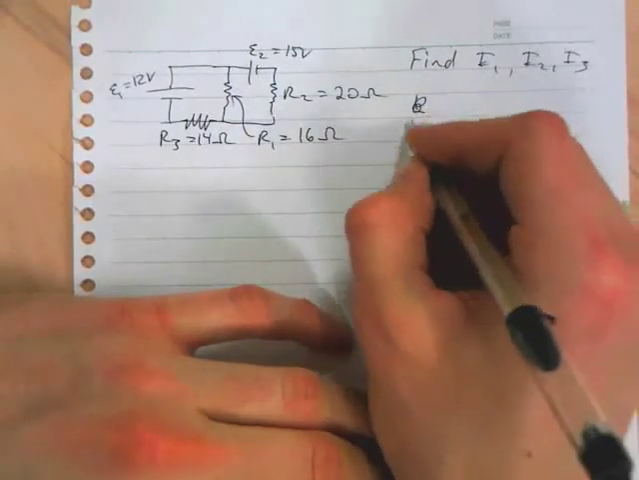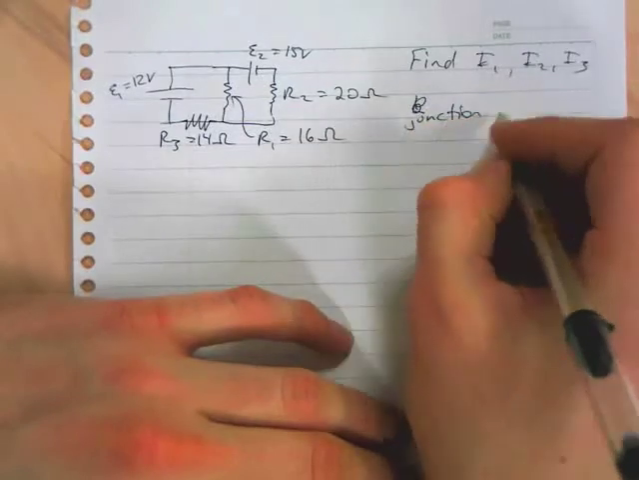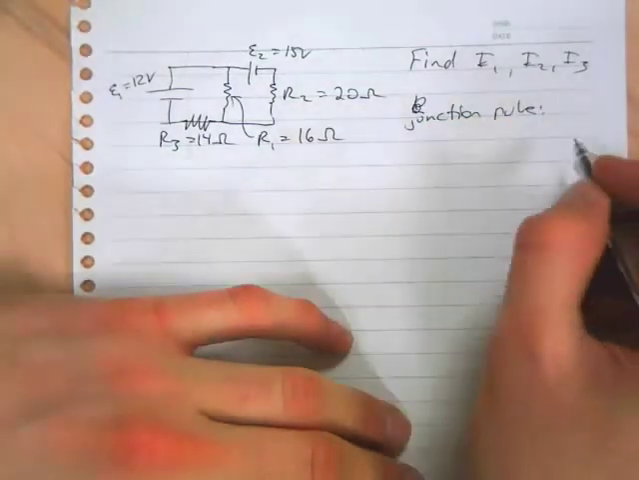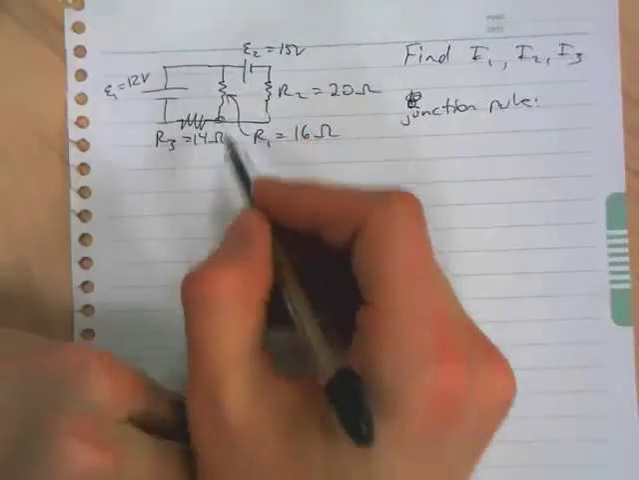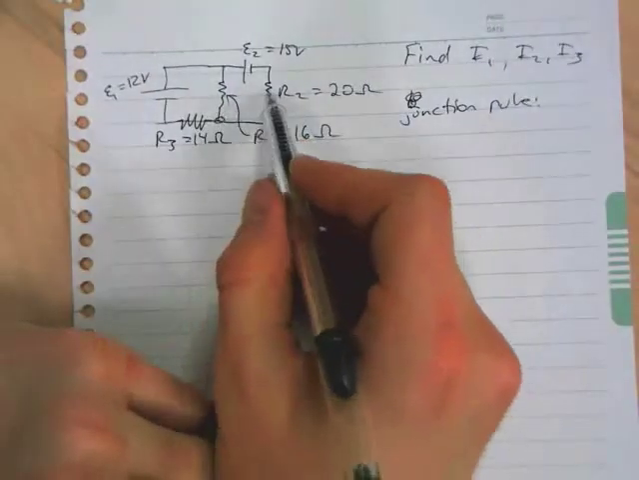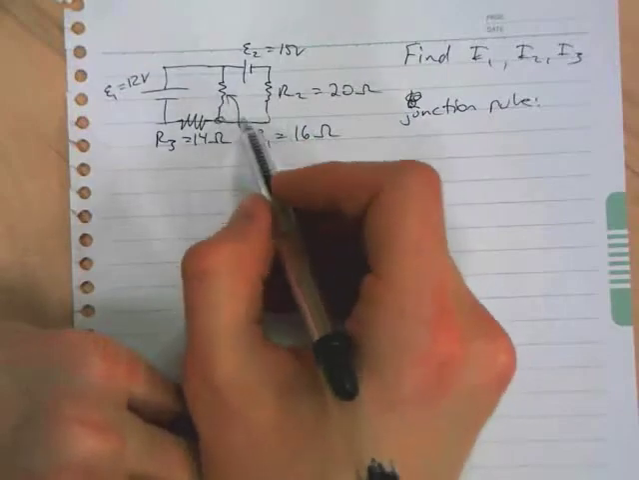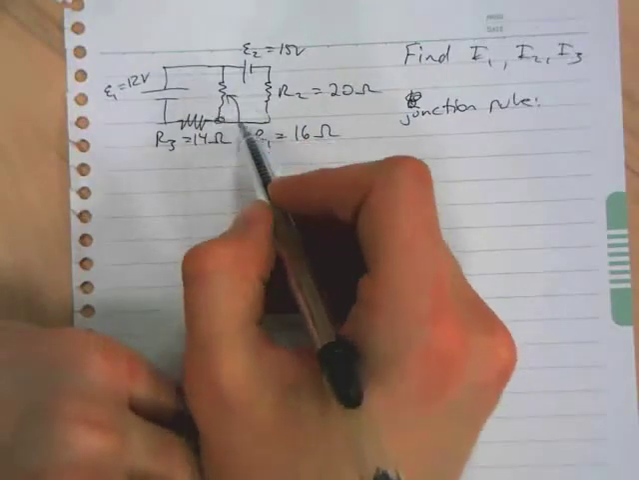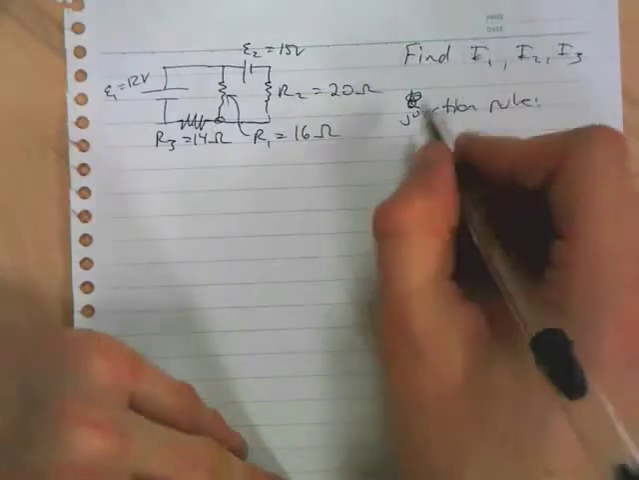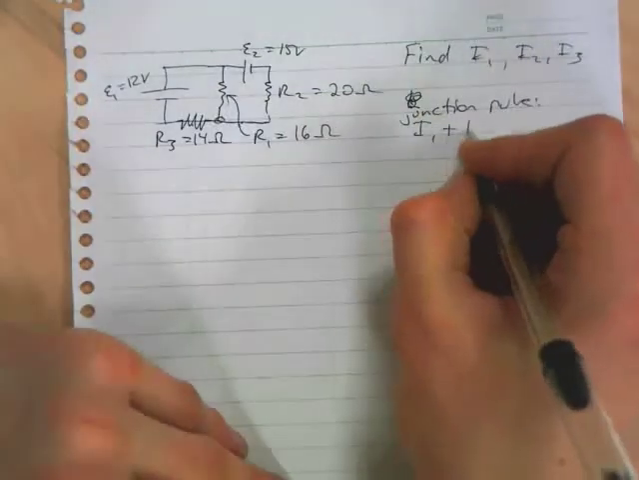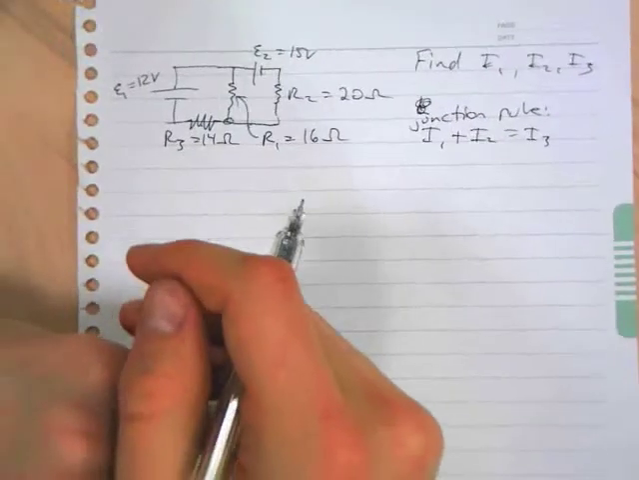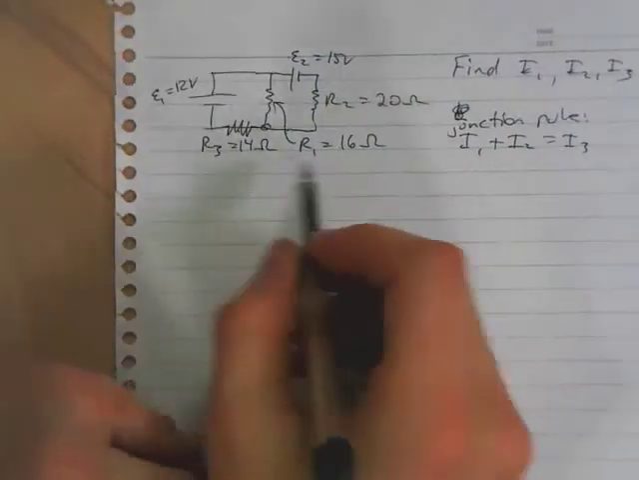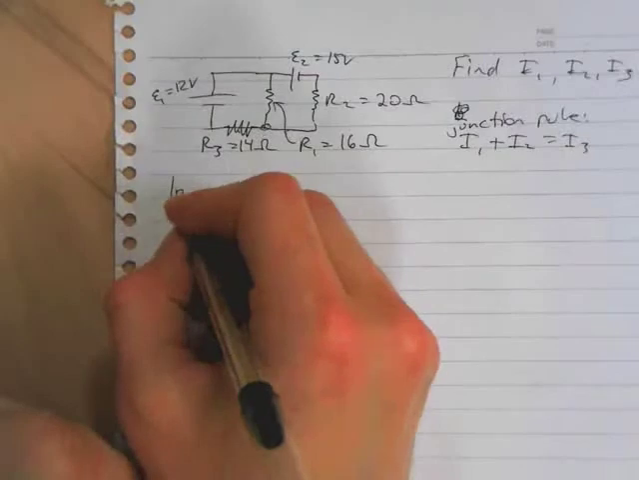By using our junction rule, we can immediately get one relationship between I1, I2, and I3. If we look at this junction, we can see that I1 and I2 are flowing into it, and I3 is flowing out of it. So we can say I1 plus I2 equals I3. All right, and then we can start writing our loop rules.